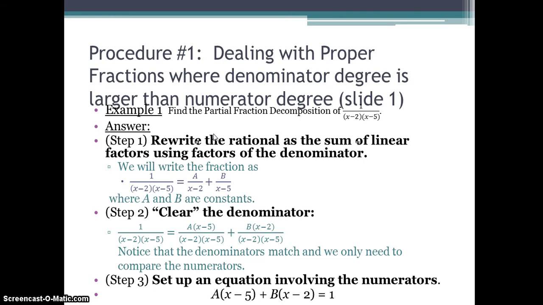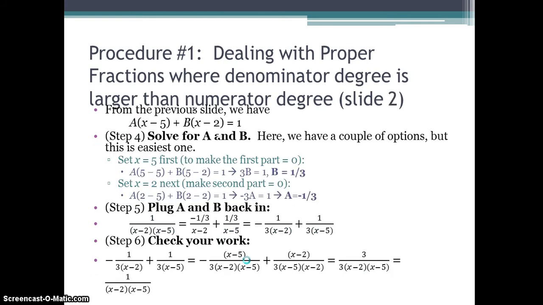Our first step is to clear the denominator. And what that means is we need to make sure that we find common denominators. In our case, (x minus 2)(x minus 5) is a common denominator for both fractions. So we rewrite A times (x minus 5) over (x minus 2)(x minus 5) plus B times (x minus 2) over (x minus 2)(x minus 5). And you'll notice that the denominators match, and therefore we only need to compare our numerators. So we can set up an equation that involves those numerators: A times (x minus 5) plus B times (x minus 2) would have to be equal to 1. So I rewrote it here so that we could see this.